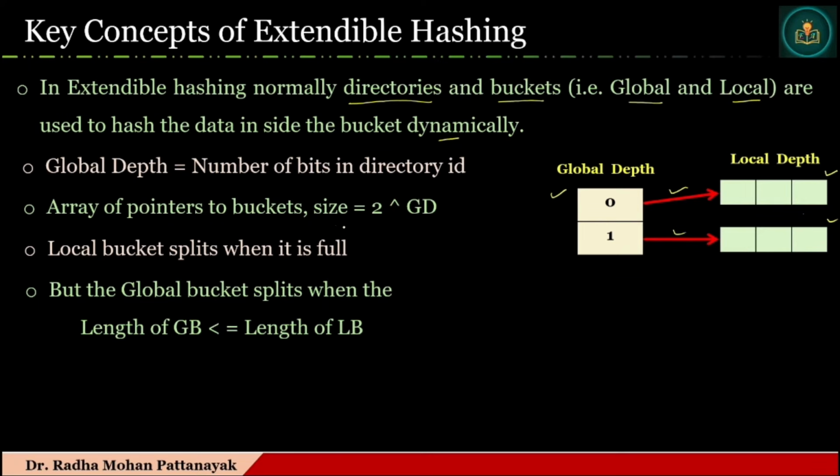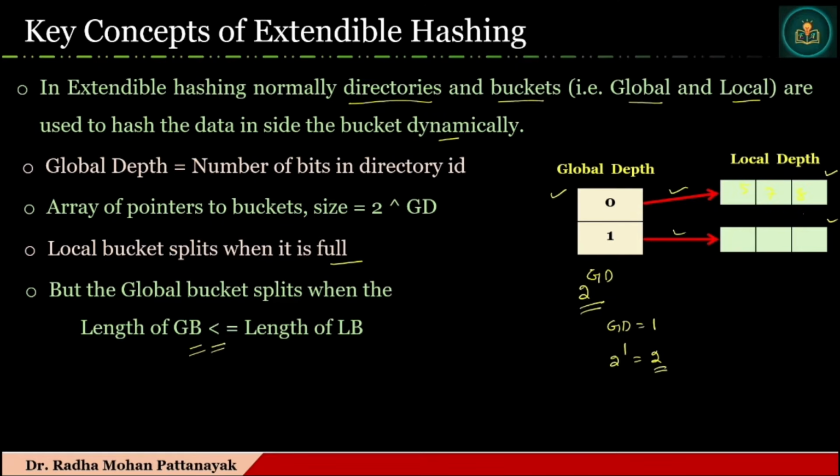Then how will you find out how many directories we will use inside the global depth? Whatever the global depth size, if you find 2 to the power of that global depth, then it will give you the number of entries or number of directories we will have inside the global bucket. Remember, we will use binary digits to represent the entry. When a local bucket fills, at that time we will split the local bucket. That's why the point is: a local bucket splits when it is full. Similarly, the global bucket will split when the length of the global bucket is less than or equal to the length of the local bucket.